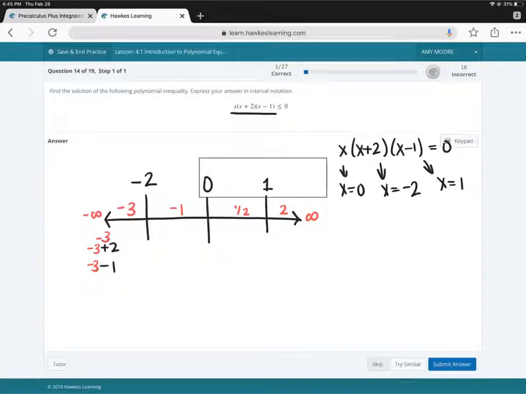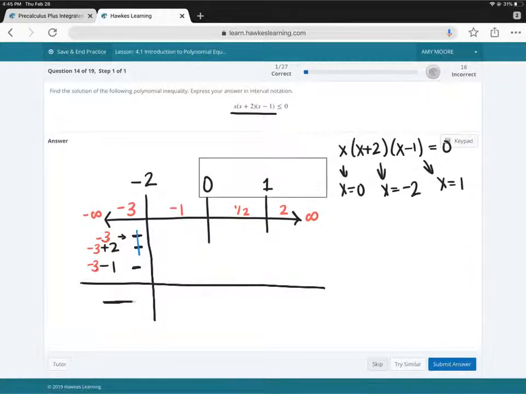So negative 3, the sign that comes out is going to be negative. Negative 3 plus 2, the sign that comes out is going to be negative. It's negative 1, but I only care about the sign. Negative 3 minus 1, I get a negative sign. Now I'm going to multiply all those together. Negative times negative times negative. Two of those negatives are going to cancel and leave me with negative. So in that region, the sign that comes out is always going to be a negative number. I don't care what it is, I just care that it's negative.